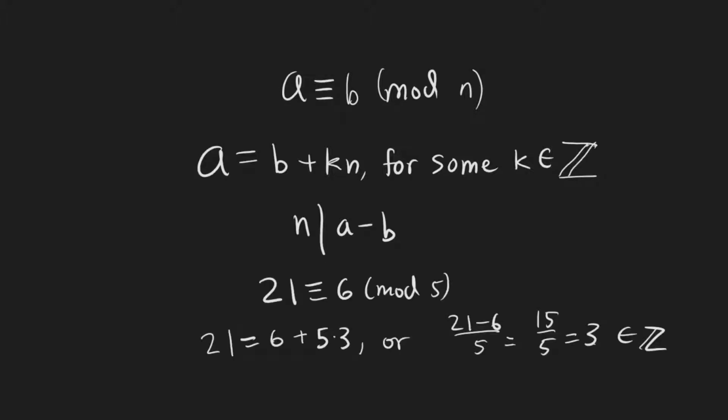For example, if we see the statement 21 is congruent to 6 mod 5, you can either see that by saying that 21 equals 6 plus 5 times 3, or by saying that 21 minus 6 over 5 equals 15 over 5 equals 3, which is an integer.